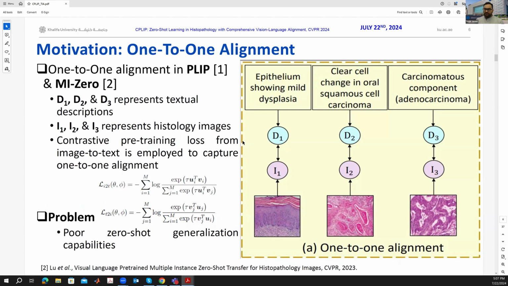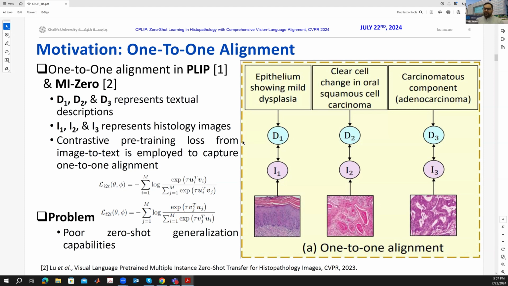Why? It is a one-to-one alignment. One possible disadvantage of previous vision language models in computational pathology is that they are very straightforward. They align one image to one textual description. For example, here is I1, which is a histology image, and there is D1, which is a textual description of this specific image, epithelium showing mild dysplasia. And the contrastive pre-training loss is then trained on those one-to-one alignments, I1 to D1, I2 to D2, I3 to D3, and so on.